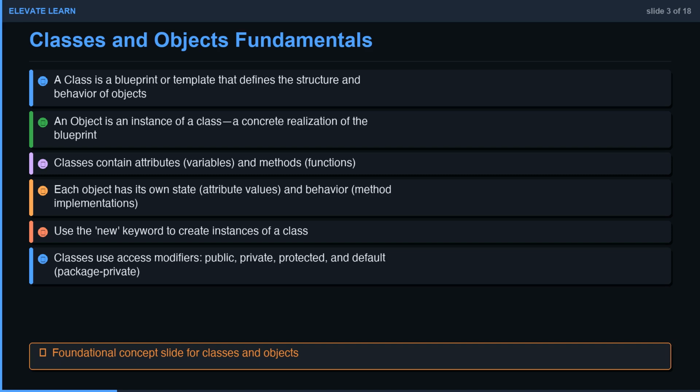In Java, we use the new keyword to instantiate objects from classes. We also use access modifiers to control who can access our class members. Public members are accessible everywhere, private members only within the class, protected members in the same package and subclasses, and default members only in the same package. Understanding this distinction is crucial for writing secure, maintainable code.